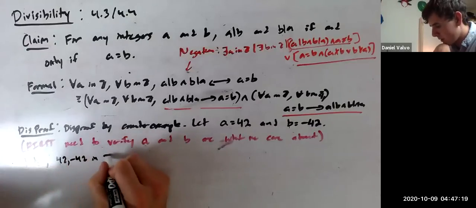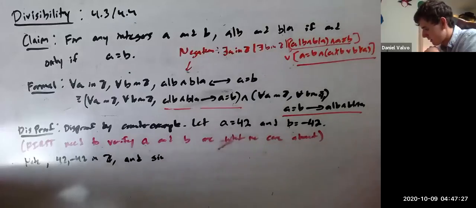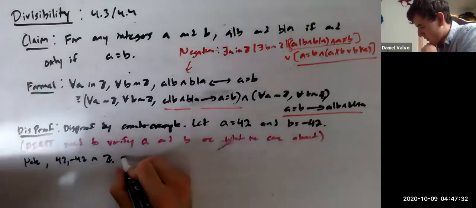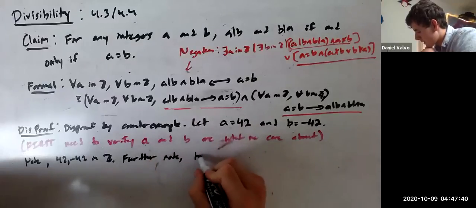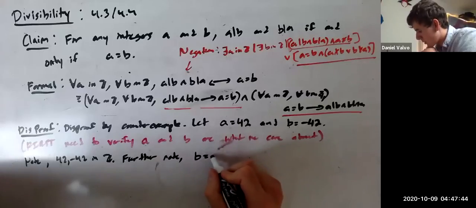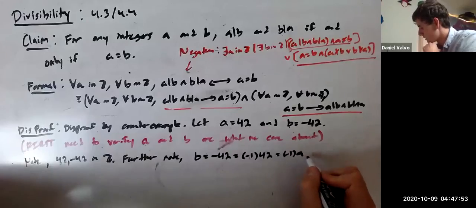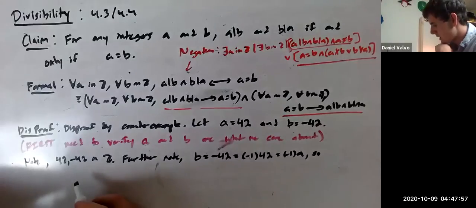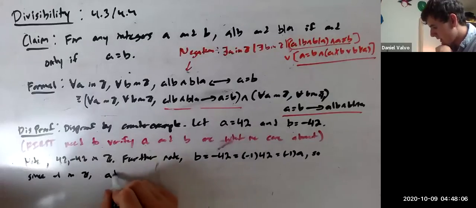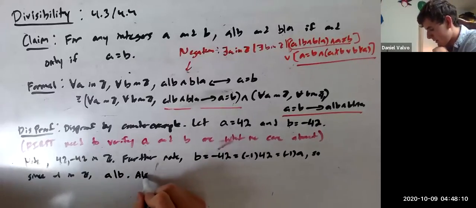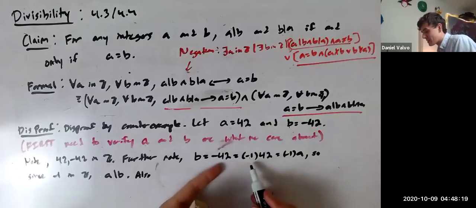So note 42 and -42 in Z, and actually, just to avoid run-on sentences, further note B, which equals -42, equals -1 times 42, which equals -1 times A. So, since -1 is in Z, A divides B. All we did there is we proved that A divides B. We proved that 42 divides negative 42 by showing that negative 42 is in fact an integer multiple of 42.